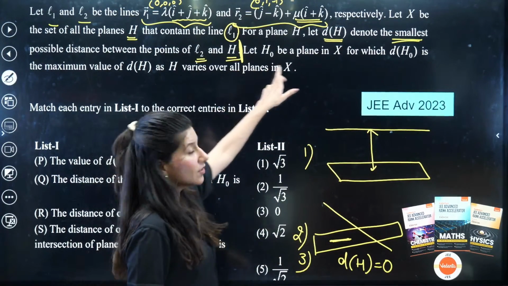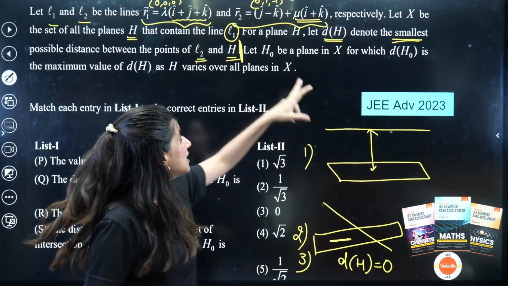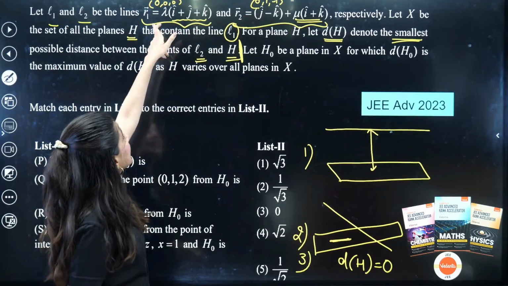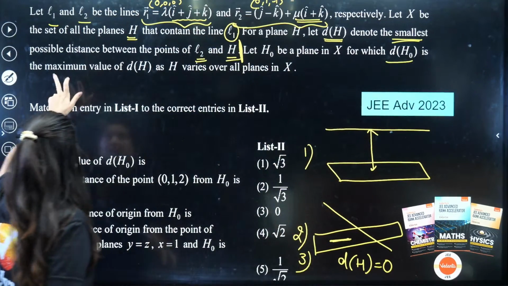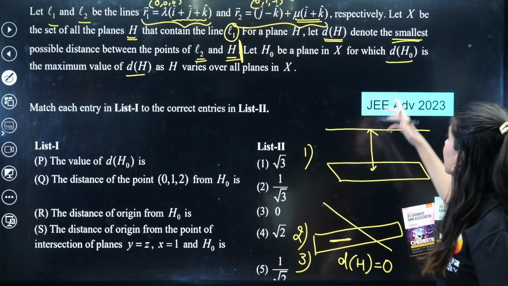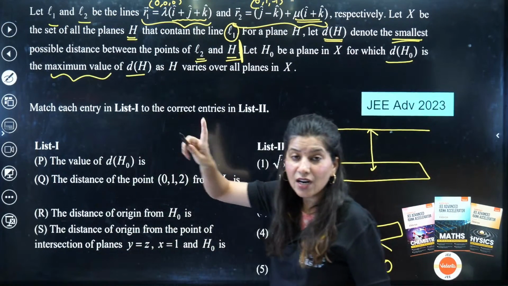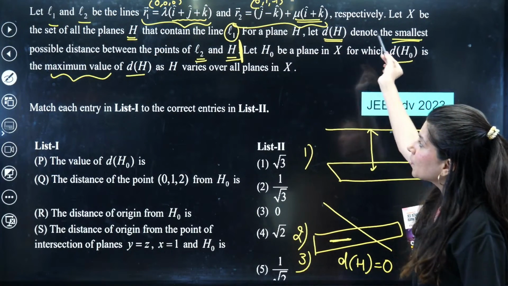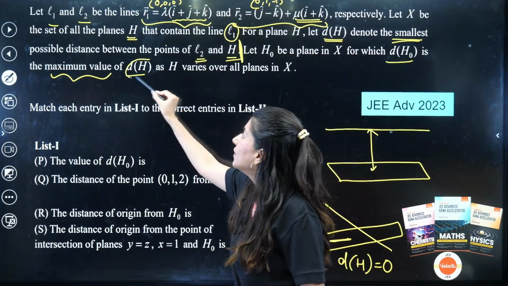Now let us just read the last line. Let H0 be the plane. So there is a specific plane H0 which is containing this particular line L1, and dH0, they are saying, is the maximum value of dH. Okay. So dH0 is the maximum value of dH. Please understand, they are talking about two things. They are talking about dH, which denotes the smallest possible distance, and dH0, which denotes the maximum value of this.